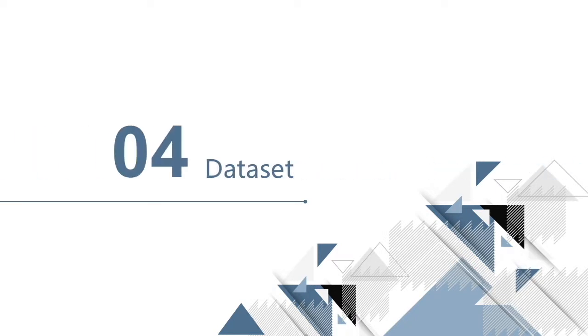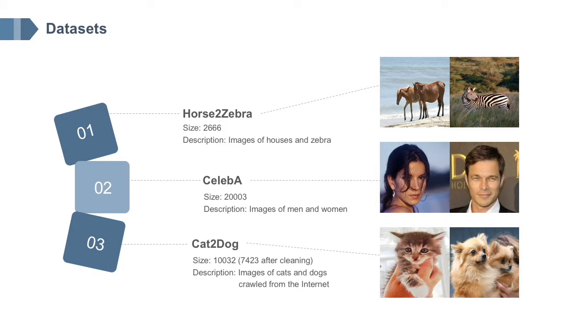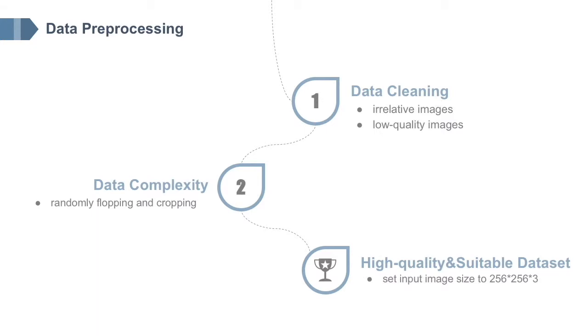Now I will introduce the datasets in our experiment. We use three datasets in the experiment: Horse2Zebra, CelebA, and Cat2Dog. Horse2Zebra and CelebA are regarded as baselines to ensure that our model is correct. Cat2Dog is the dataset we mainly test on, containing more than 10,000 images of cats and dogs crawled from the internet. Since Cat2Dog is crawled from the internet, there exist many noises and low-quality images.